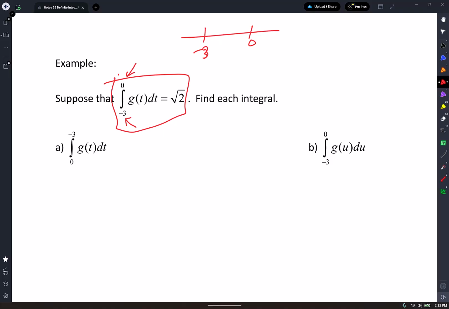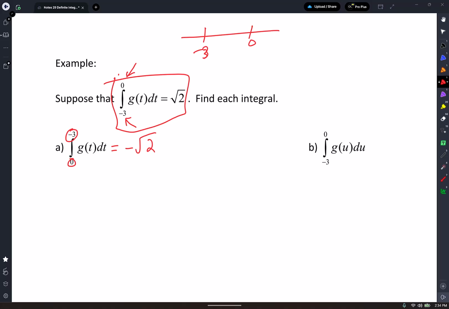So letter A, what did they do to the limits? They flipped them. Whenever you flip the limits, now I'm starting at 0 and counting towards -3, so now I'm going backwards. So what is this going to output? Negative square root of 2. See, you guys already got it.